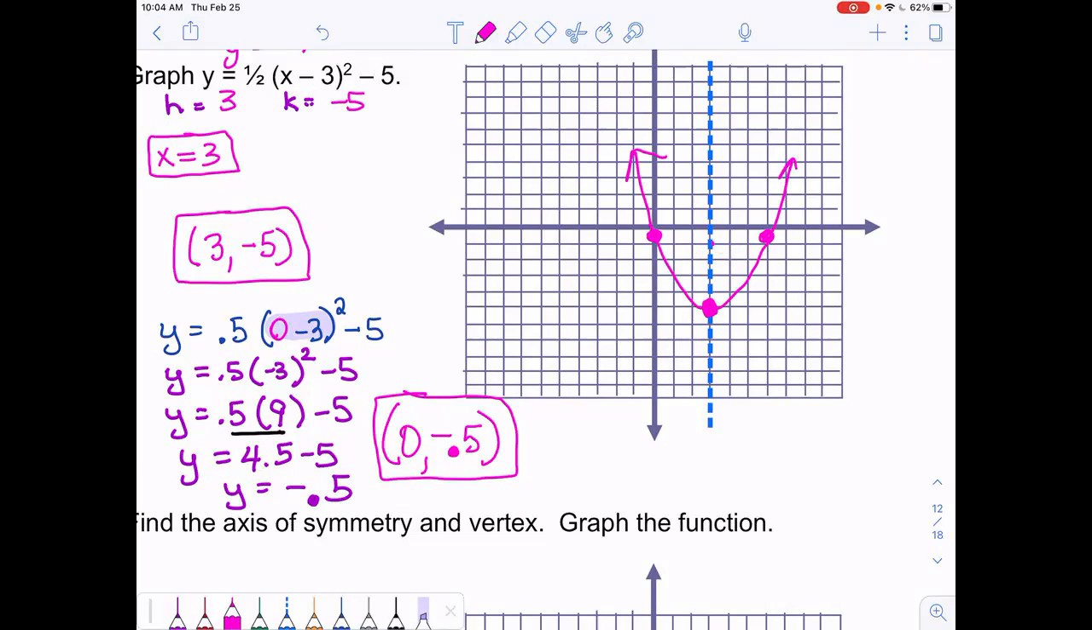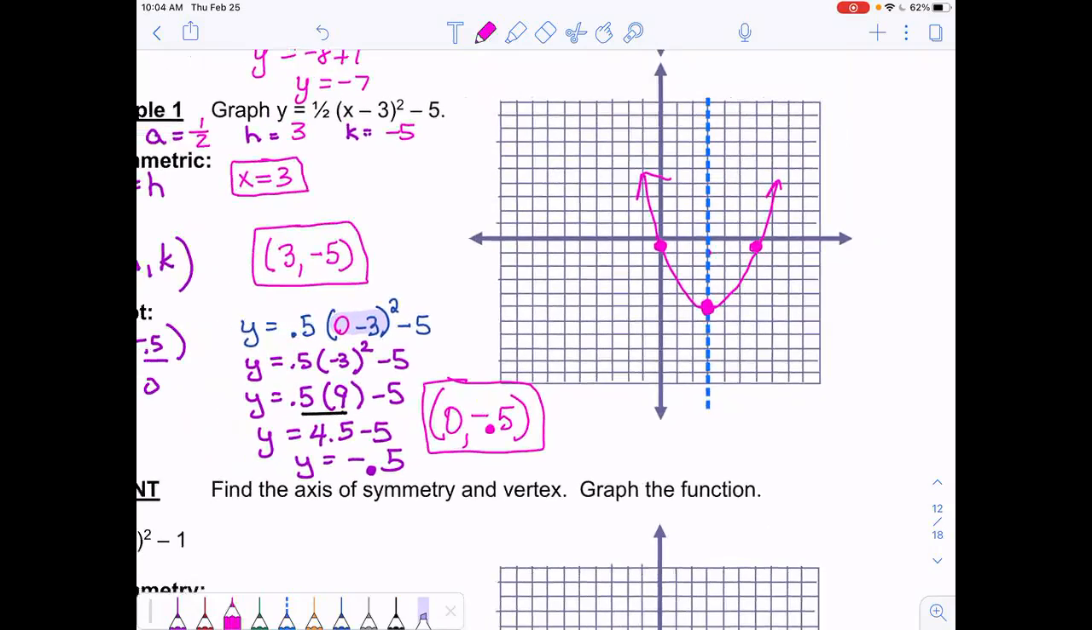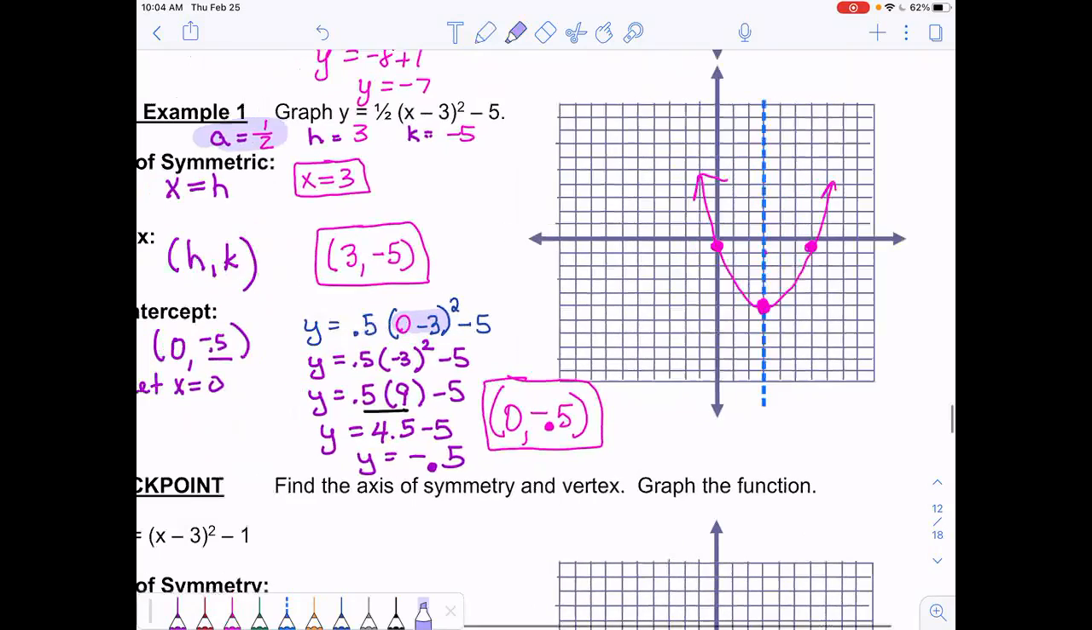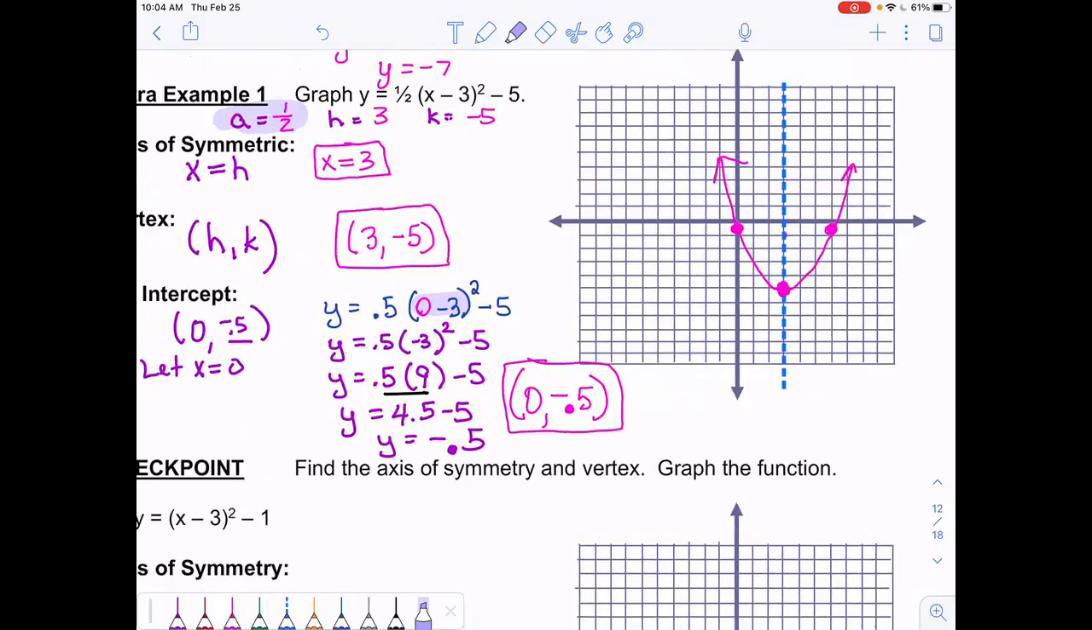Here's our parabola. This parabola goes up and it opens up because A is positive 1/2. So if A is positive, it goes up. If it's negative, it goes down. Same as before.